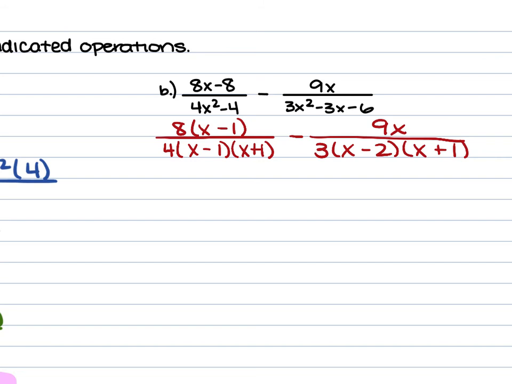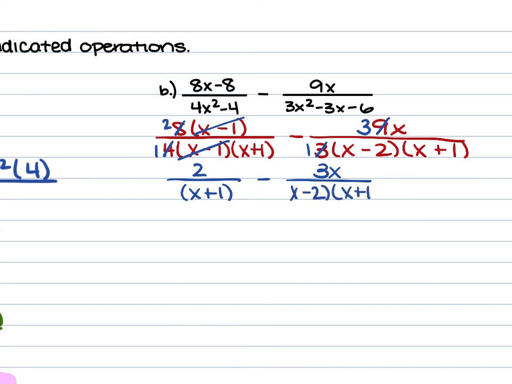So on the first fraction, the 8 and the 4 can simplify. The 8 becomes a 2, the 4 becomes a 1. Your x minus 1 is also on the top and the bottom of this fraction, so it just simplifies to be 2 over x plus 1. On the second fraction, you have a 9 and a 3. The 3 becomes a 1, 9 becomes a 3. You then have the x over x minus 2 times x plus 1, which you can't simplify. So that's just going to be 3x over x minus 2 times x plus 1.